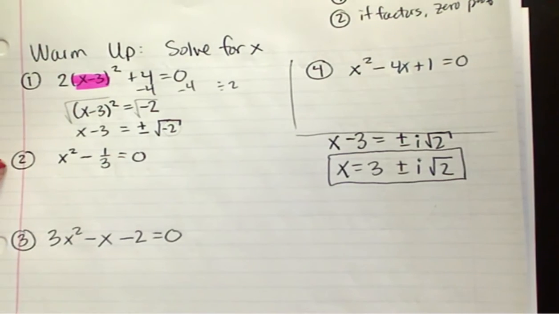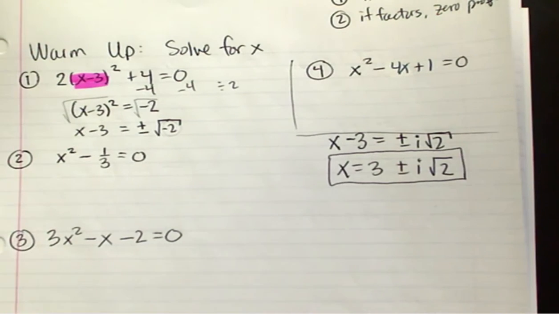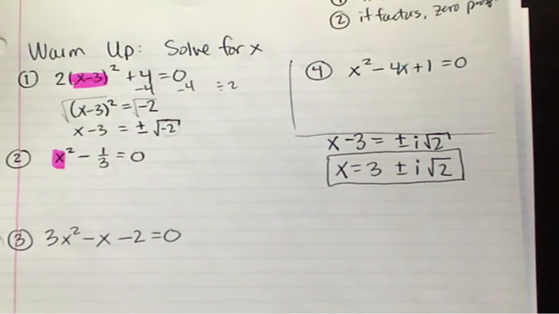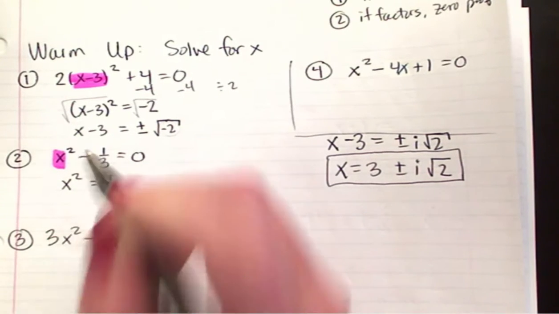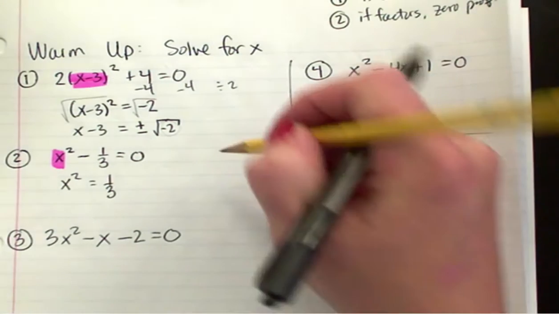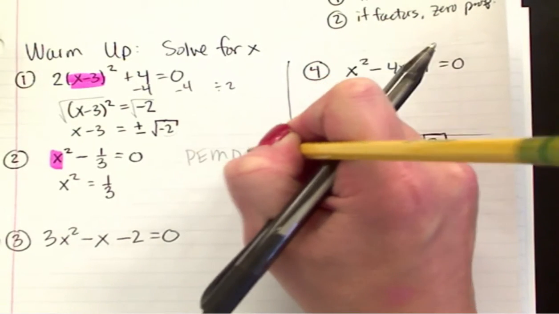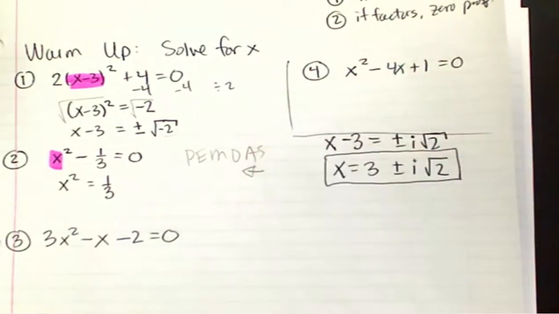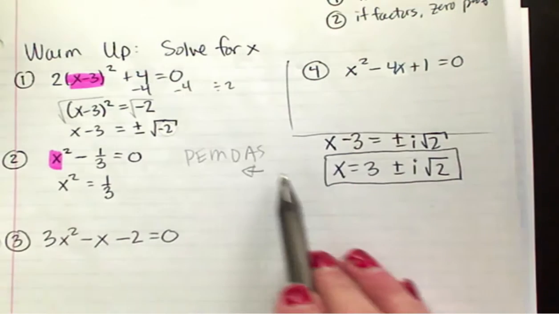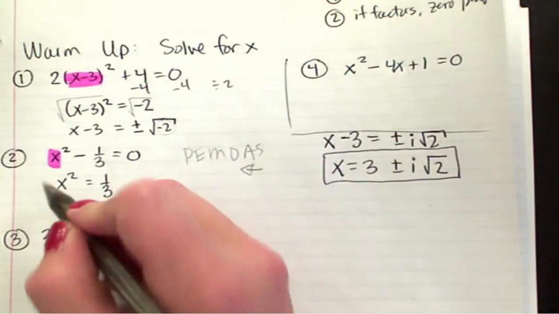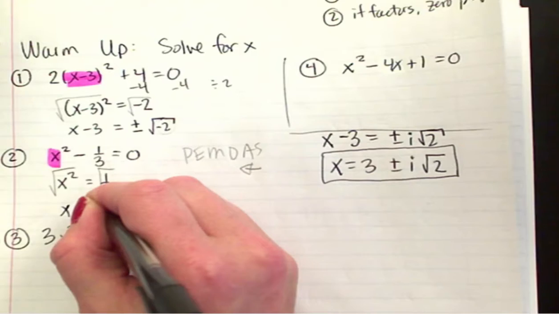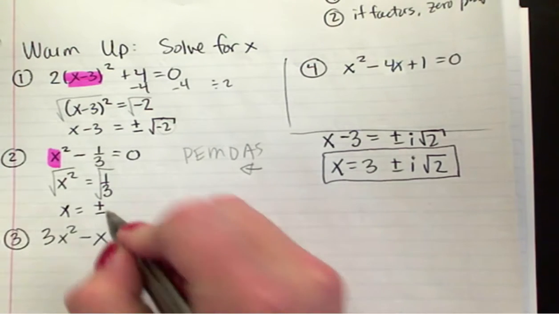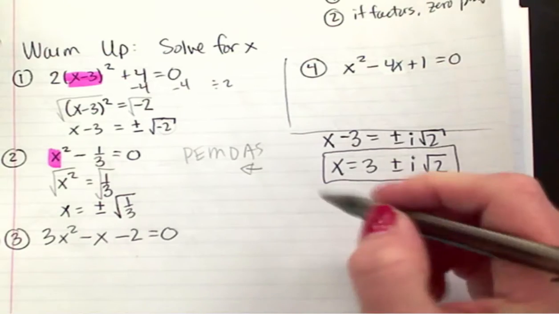Is there only one x? Yes, means I will isolate the x. In this case, there's no parentheses, but there's a fraction. So I'm going to add the 1/3 to the other side. Guys, this is the order I'm considering. I'm doing PEMDAS backwards when I'm trying to solve. That's why I add and then divide. Okay, square root. x equals plus or minus square root of 1/3.